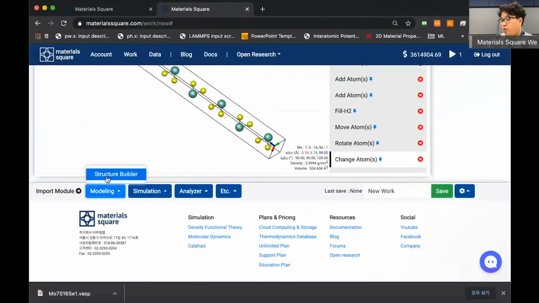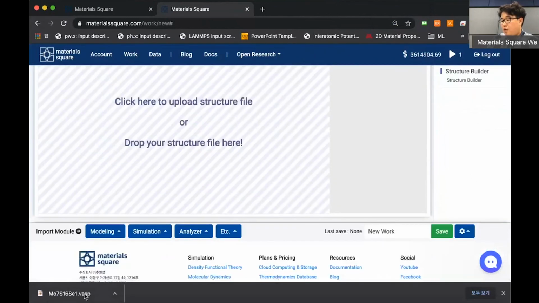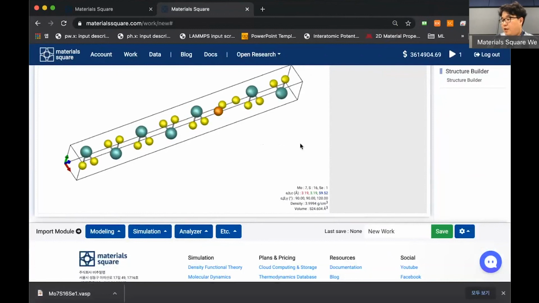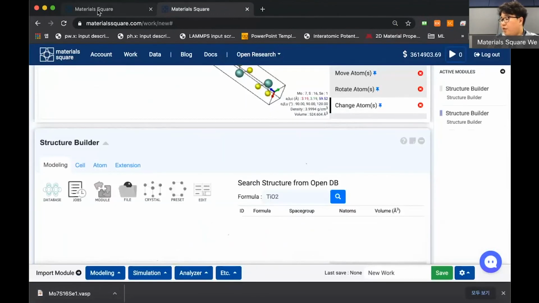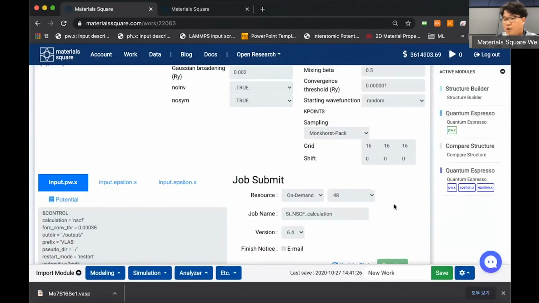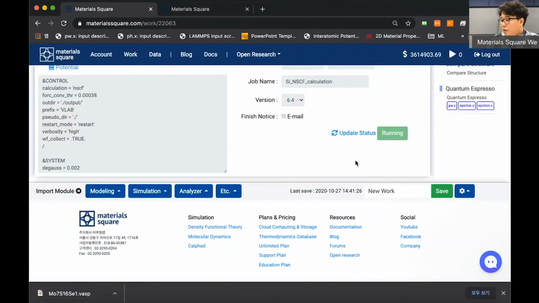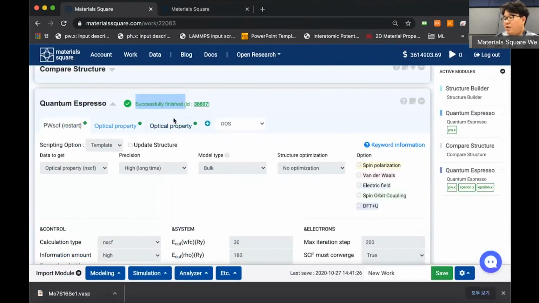I want to show one more thing. New structure builder, and then just drag and drop. All right, this structure. Great. Okay. So I get back to the original page to check the update status. Press here, update status. It's going to disappear. My calculation is successfully done.